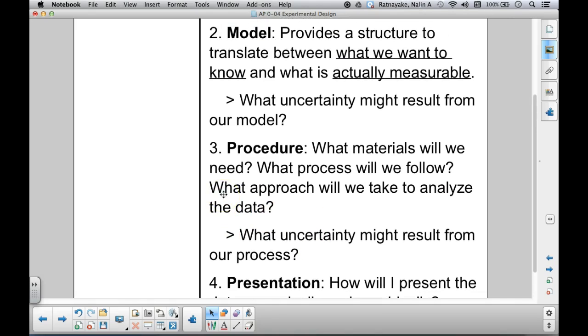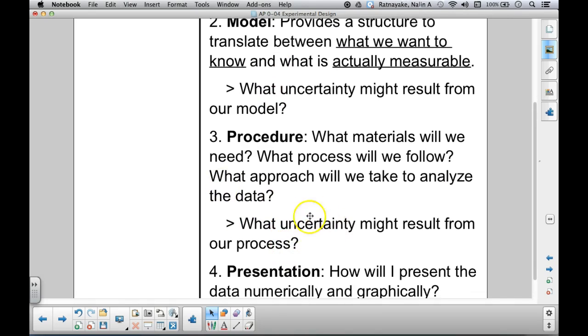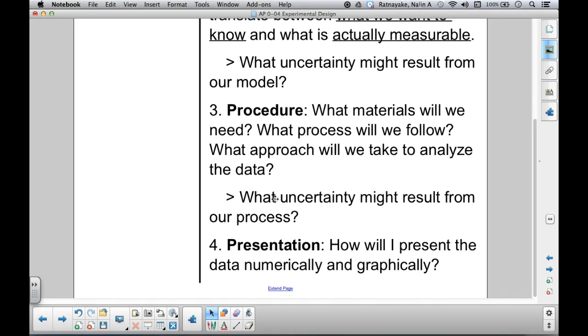Similar to when we define our model, we want to think about what uncertainty might result from our process. Typically, an error that results from our process is going to be a random error, but sometimes it could be a systematic error if our process is somehow related to a bias or some other type of systematic error.